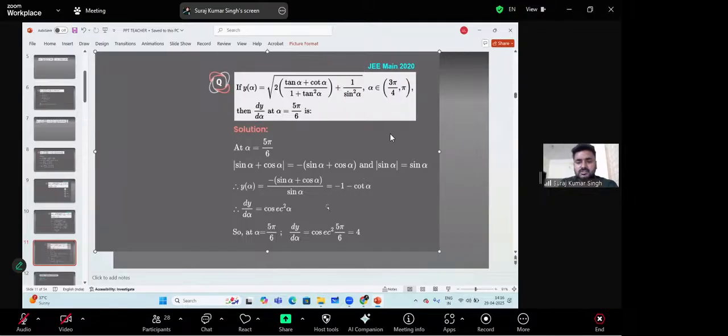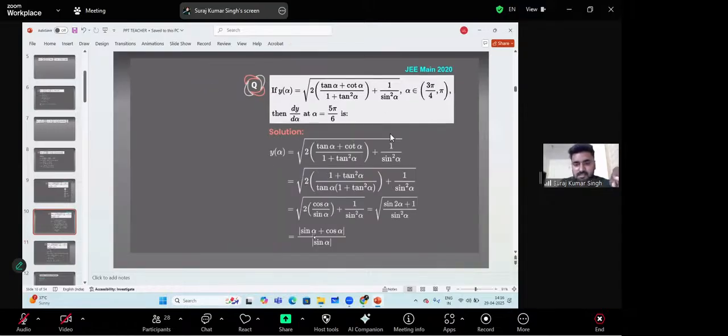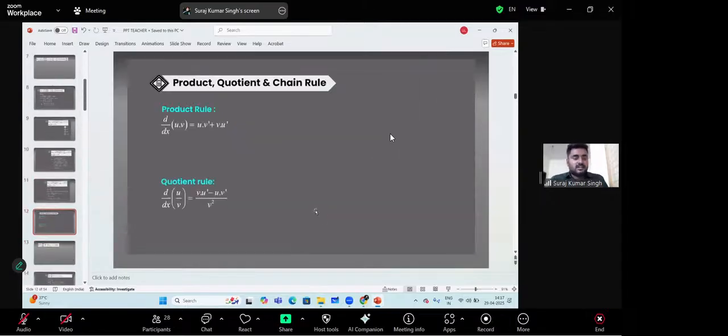So therefore I can see, okay sir, this numerator is opening with the negative and this denominator is opening with the positive, and therefore I can separate this sin alpha, and now I can get dy by dx as cosec square alpha. Now we can put the value of alpha as 5 pi by 6. So we can see in this problem, the question was very easy, asked in JEE Mains 2020.